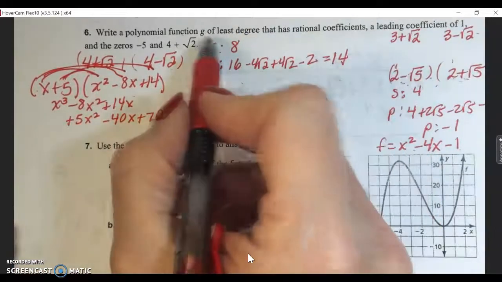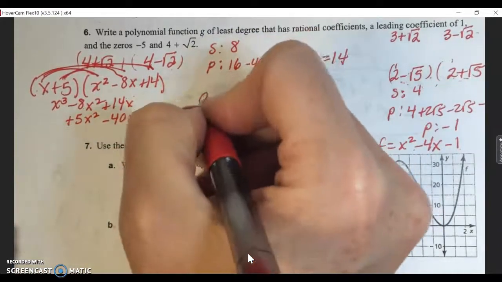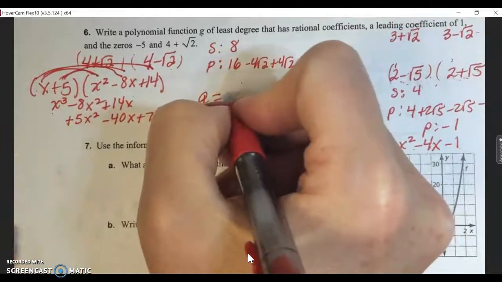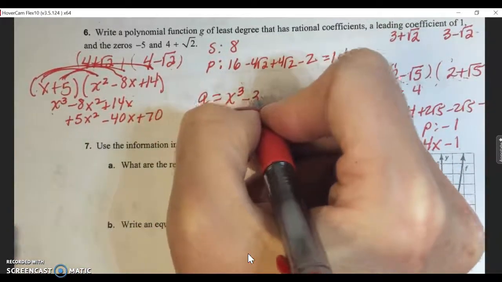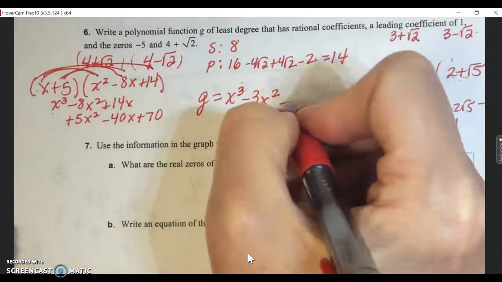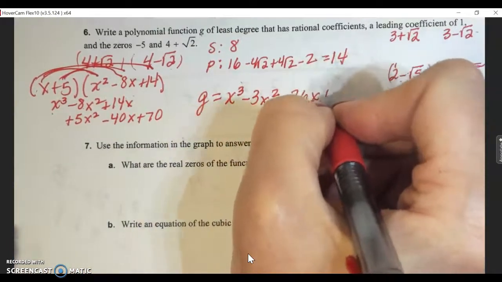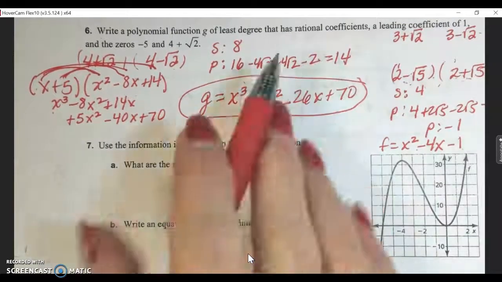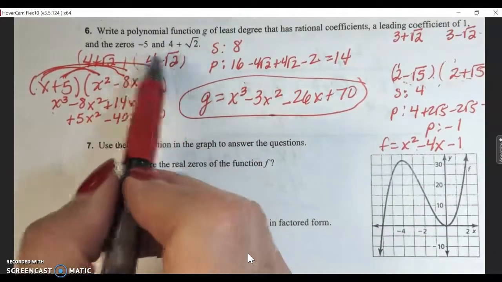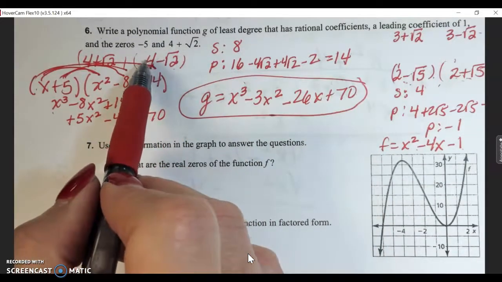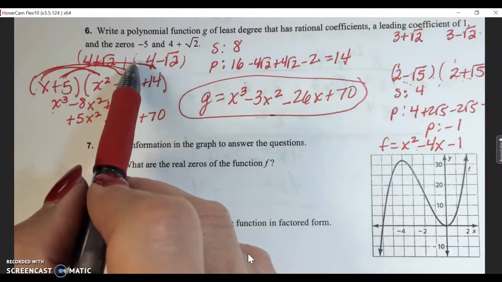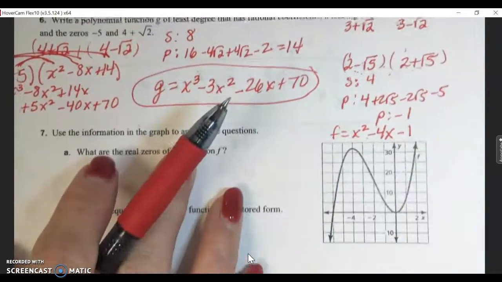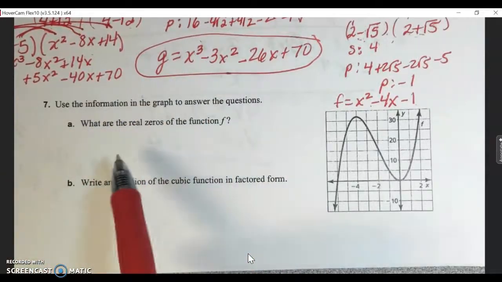So that means my function, they want me to call it g, is going to be x cubed minus 3x squared minus 26x plus 70. That's going to be the function that gives me these solutions that they told me. Questions? All right, let's go to a different kind of problem.